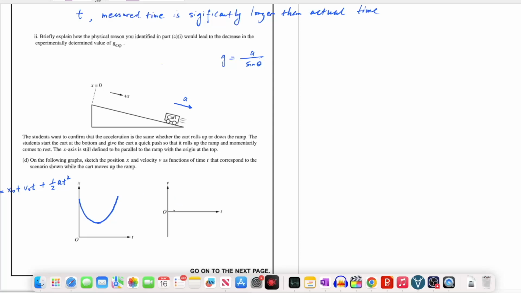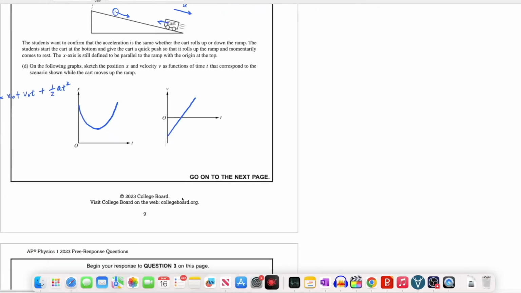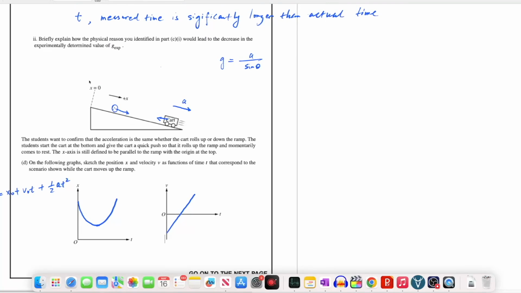For v versus t, if x versus t is a parabola, v versus t would be a straight line. So the initial v is in the negative x direction. That's a negative value. When it gets to the highest position, it's going to be 0, and then sliding down, it's going to become positive. So the v would be something like this. That's the end of the problem.